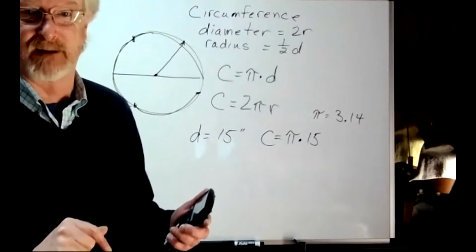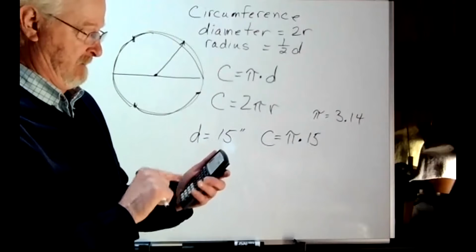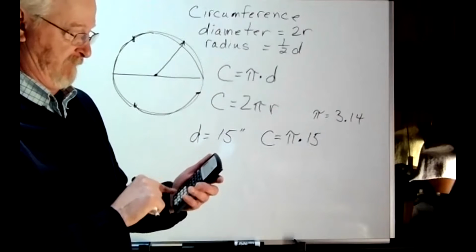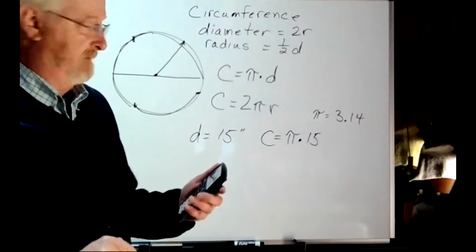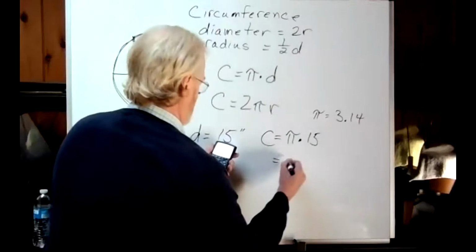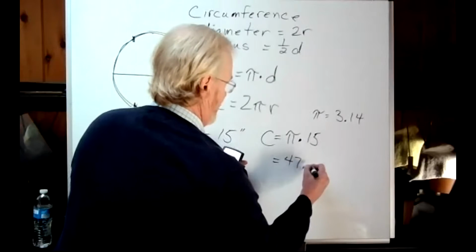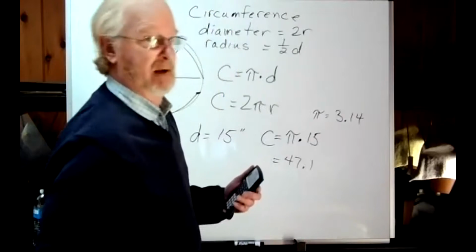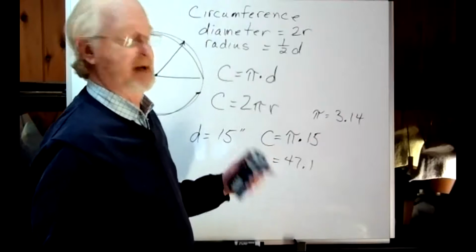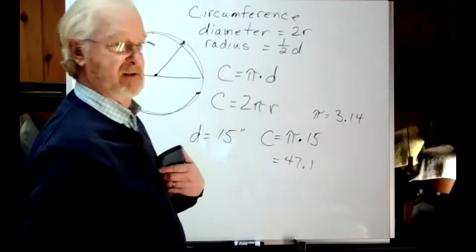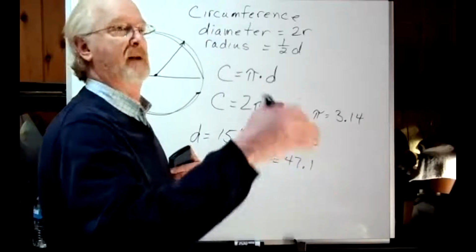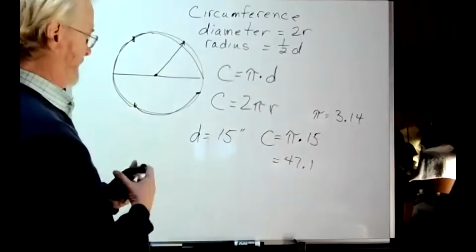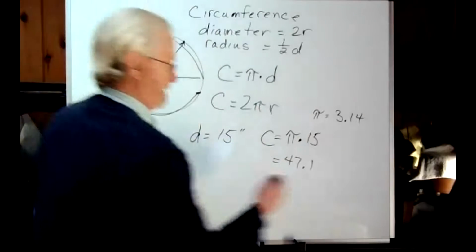Find that pi button on your calculator and just say, all right, pi times 15, and I've got 47.123, and my problem said round to tenths, so I'm going to stop right there. 47.1 rounded to one decimal. And what are my units? Inches.